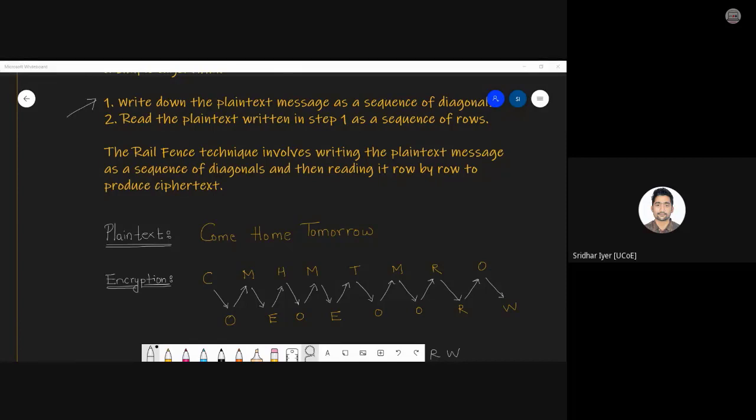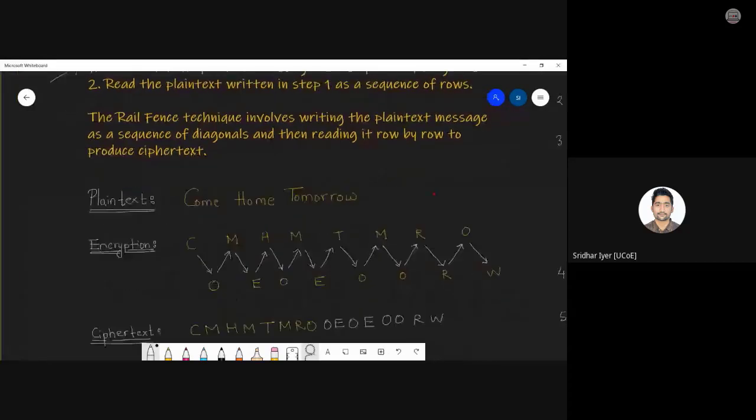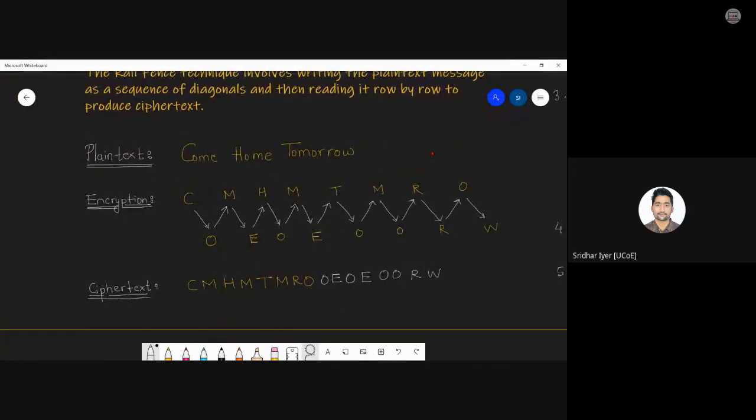Okay, fine. Next, the second step is we read the plain text written in step number one as a sequence of rows. So my encrypted text will be the complete first row, followed by the complete second row. It is very simple to implement. Whatever the plain text, we divide it into two rows and alternately write the plain text diagonal-wise. So C O M E H O and so on. First row, second row, first row, second row. We alternate between the two rows and write the plain text.